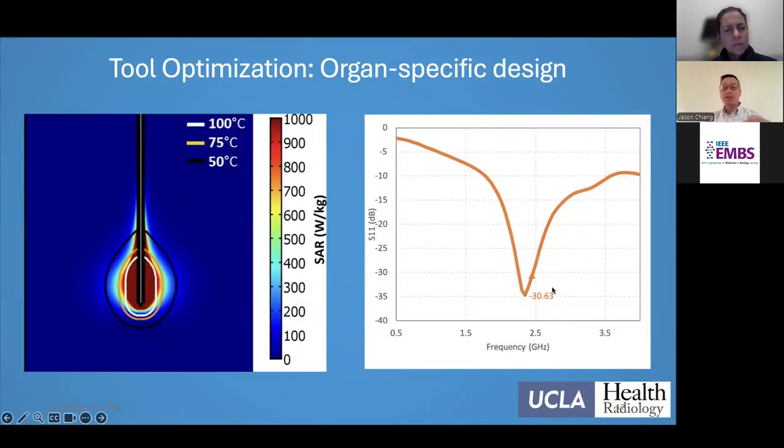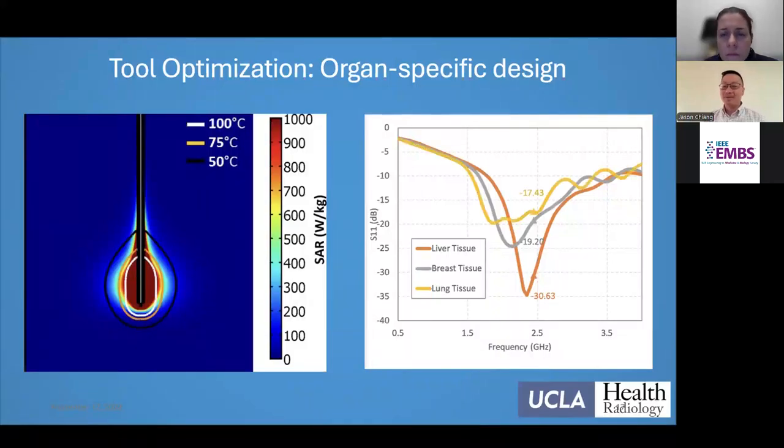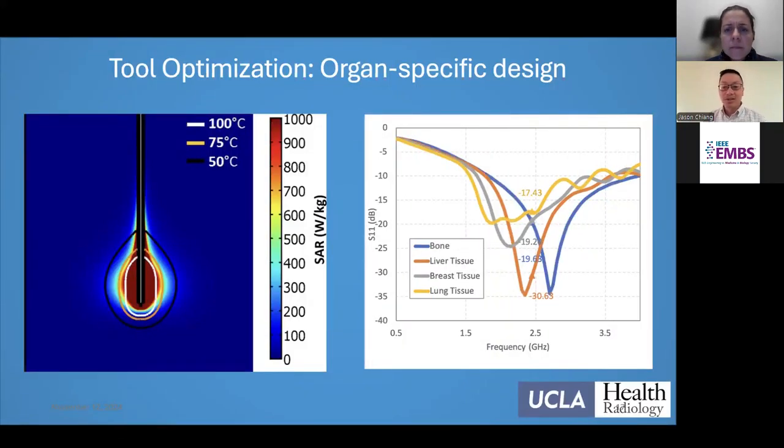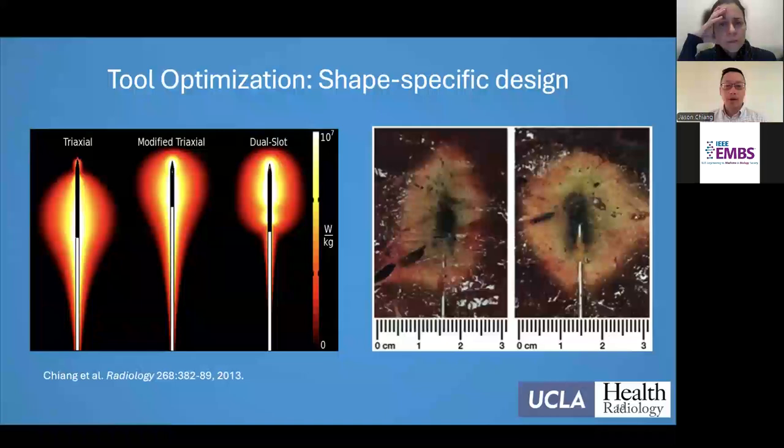And so we did a previous computational study asking, if you use a lung tuned antenna, does it work as well in different kinds of organs? And so we can see here that this is in breast tissue, this is in lung tissue, and this is in bone, which is clinically relevant because at least at many institutions, they use liver-tuned antennas to treat all of these different organs. And so when you're talking about predicting the ablation zone, it can be quite different from what the manufacturer says if you really understand the tissue properties beforehand.